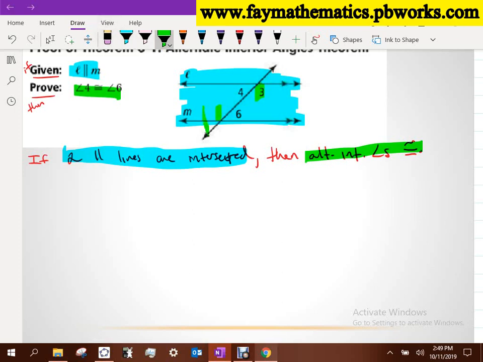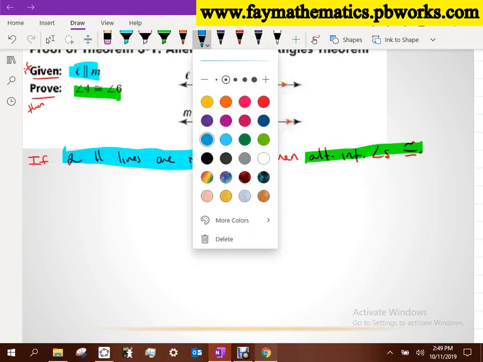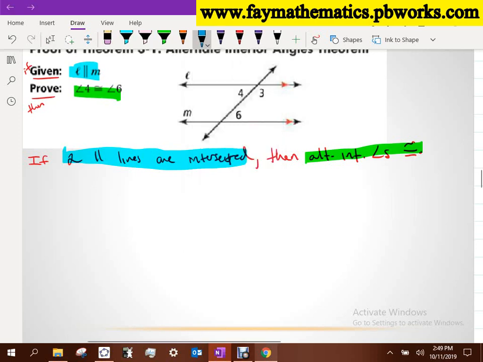So, let's see what we can come up with here. All right, so the first thing we're going to do is write our given down. L is parallel to M. Given.